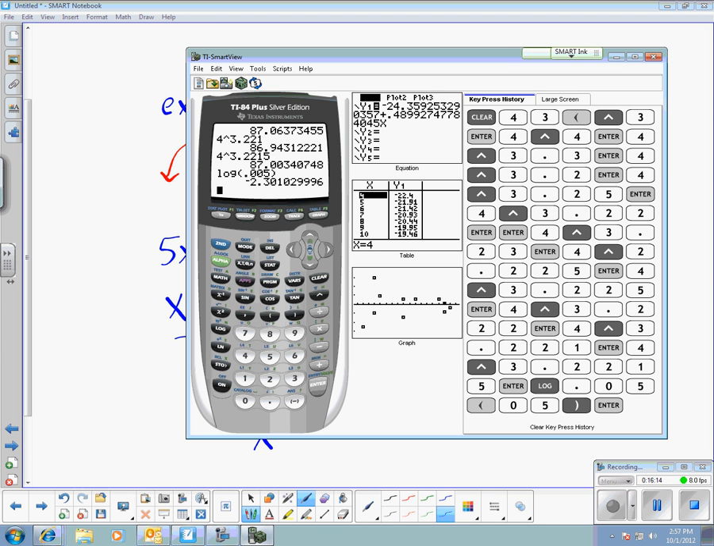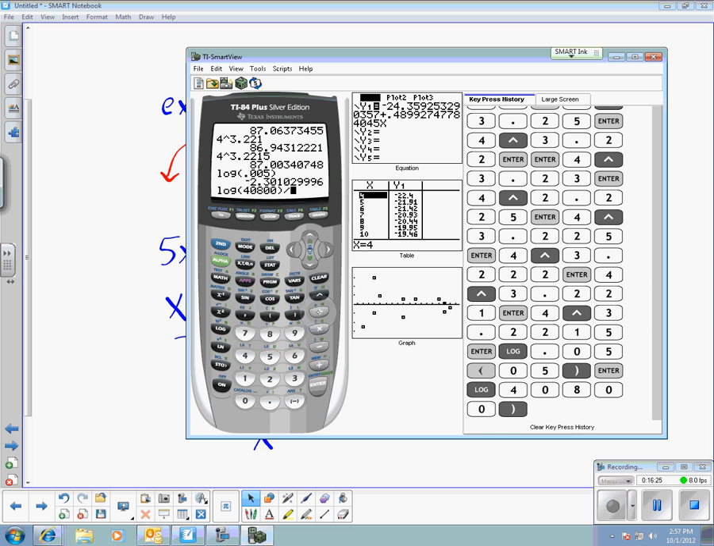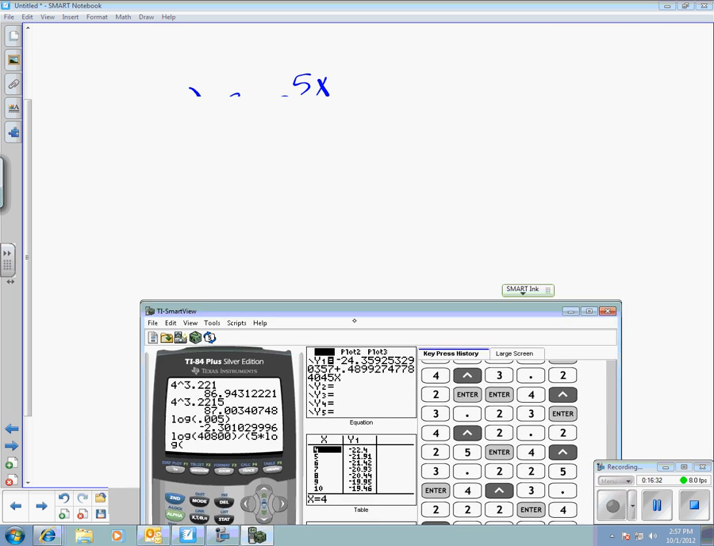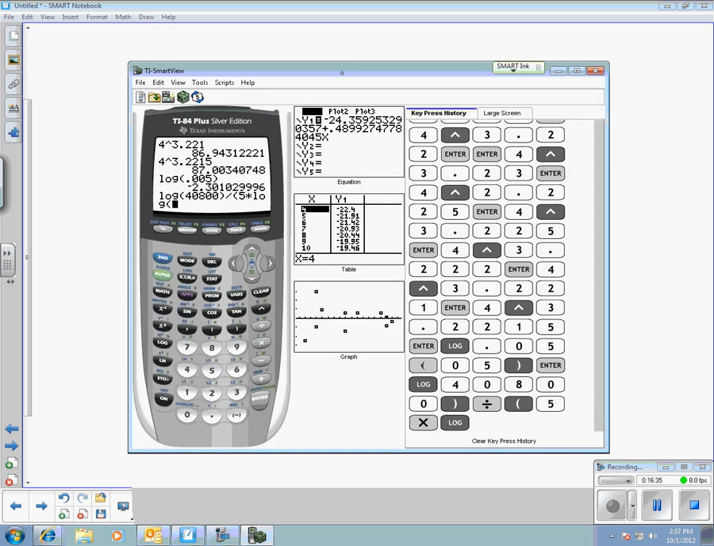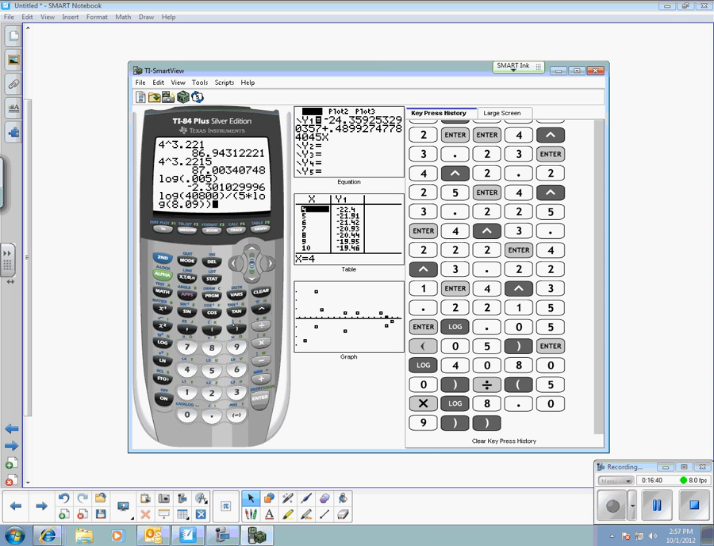All right, so let's see what that is. Log of 40,800 divided by, parentheses, 5 times the log of 8.09. And close that second set of parentheses and enter. And I get 1.01. All right, 1.015, or I'm just going to call it 1.02.